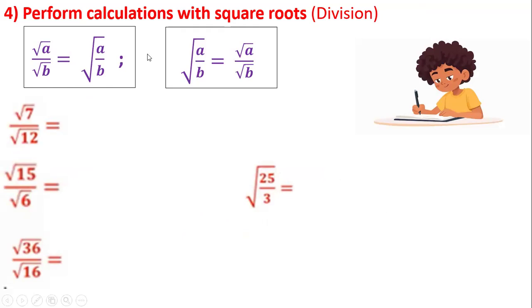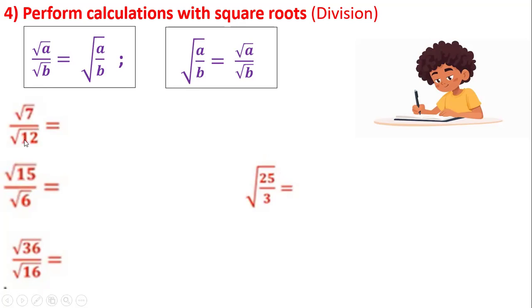Division, we can write it as a fraction. Suppose you have radical A over radical B. Each radical, so in the numerator we have a radical and in the denominator we have a radical. If they are written in this way, we can write all the fraction inside the same radical. So radical A over B. Or if we have a fraction inside the same radical, we can split the numerator and the denominator, each one inside a radical. So radical A over radical B.